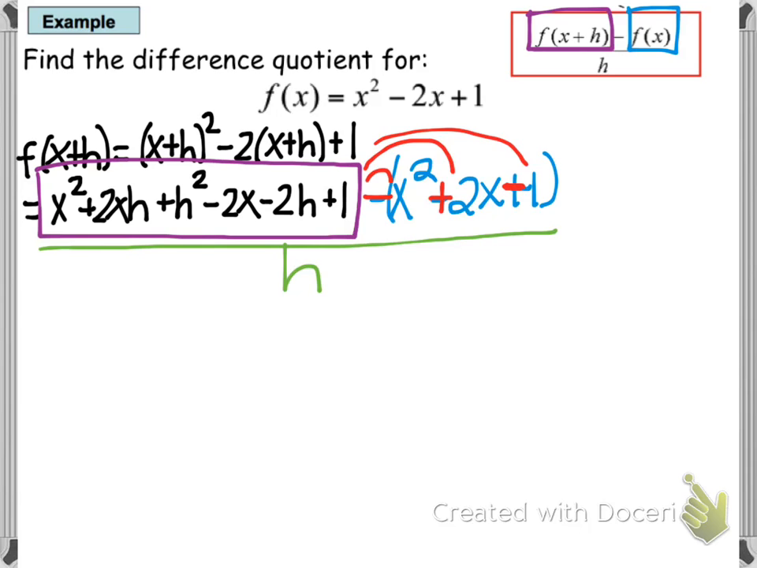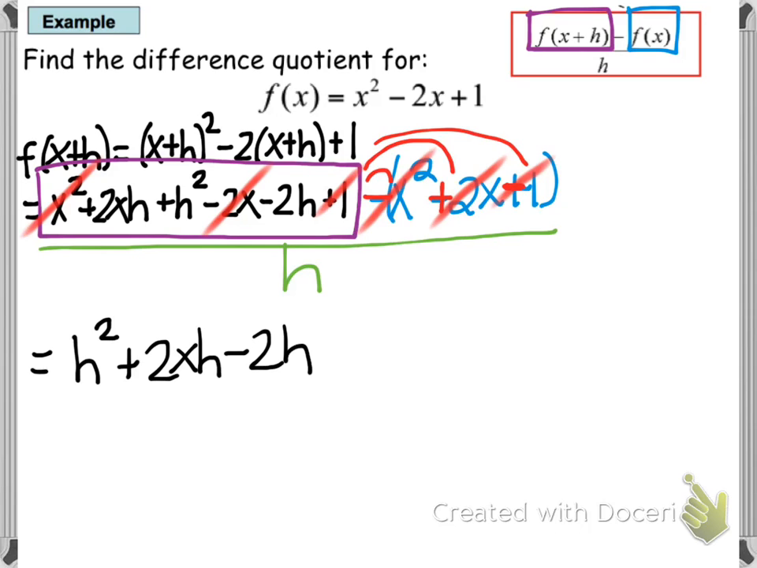So now let's look for things that can cancel. It looks to me like my x squareds are positive and negative. Those are going to cancel out. My 2x's are going to cancel out. My positive 1's are going to cancel out. So if I look at what's left on the top, going across the top, I have an h squared. I like to write my squared terms first, then 2xh's and a minus 2h all over h.